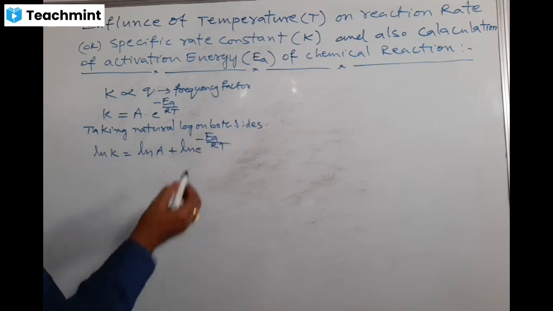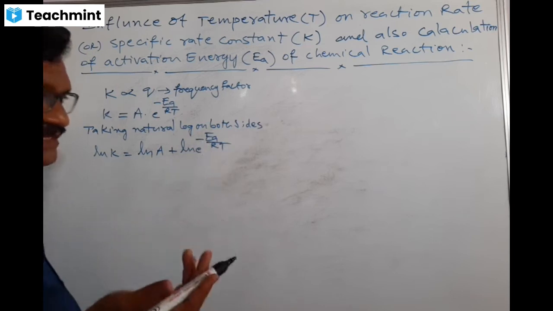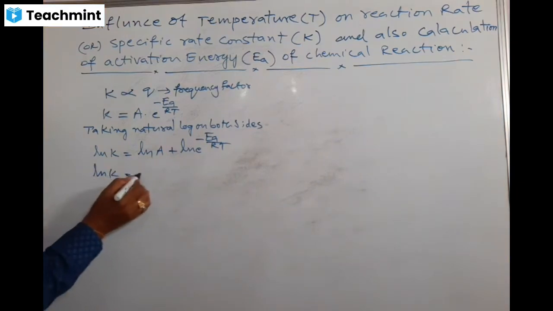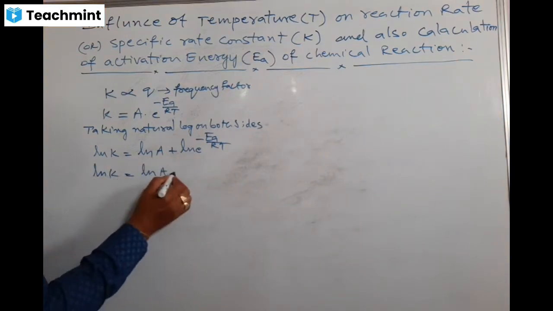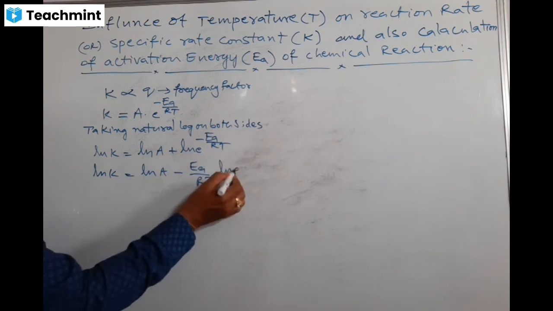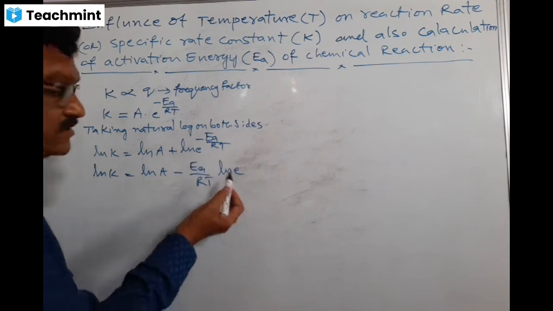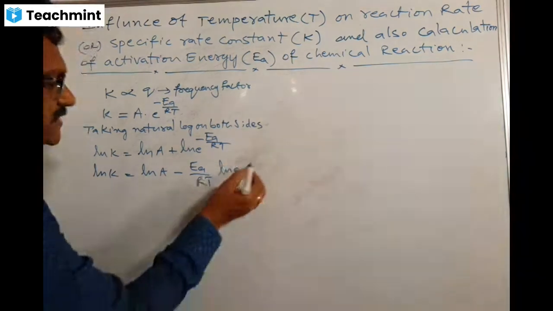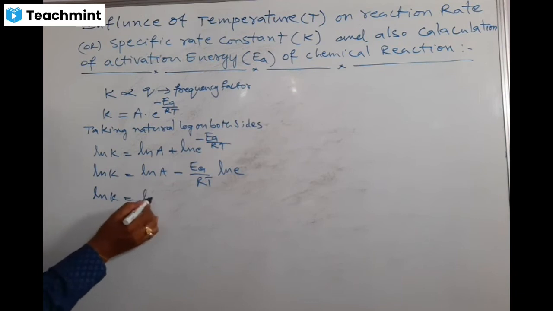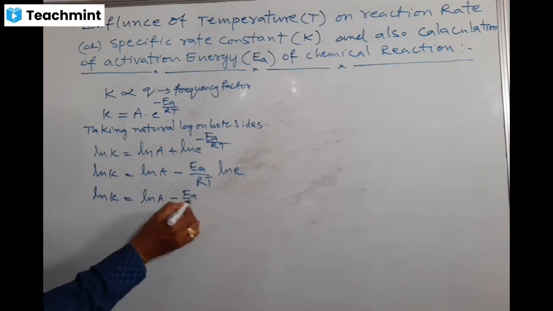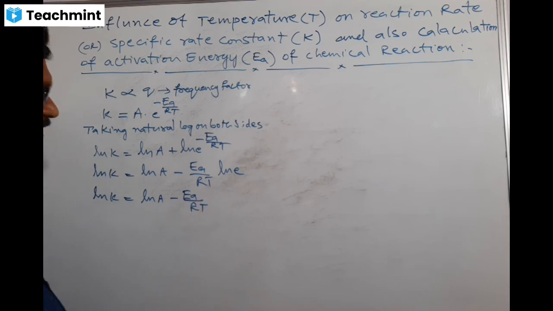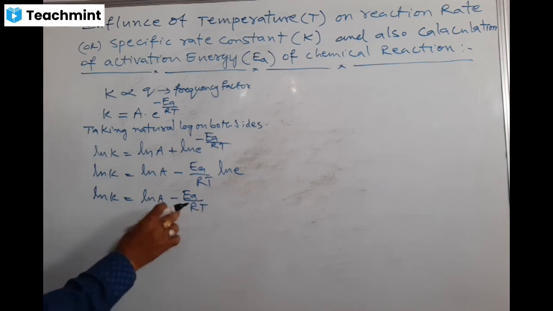All of you know log A power B means B log A, which is basic mathematics. Natural log K is equal to natural log A minus Ea by RT natural log e. Of course, the value of natural log e is 1. So natural log K is equal to natural log A minus Ea by RT into 1. Okay, we get this relation.